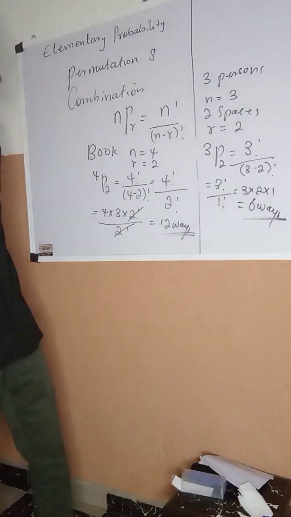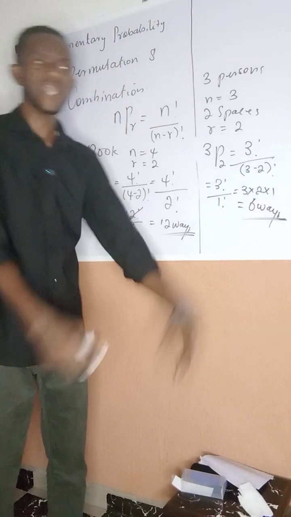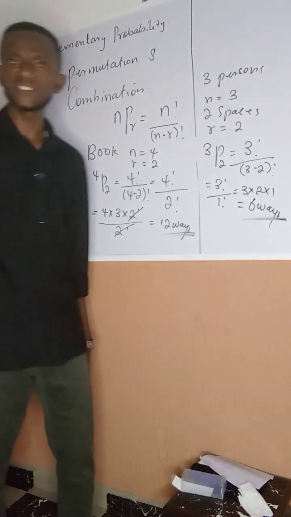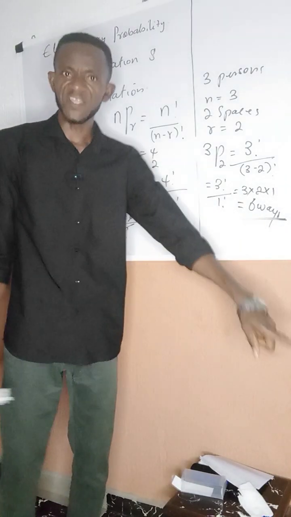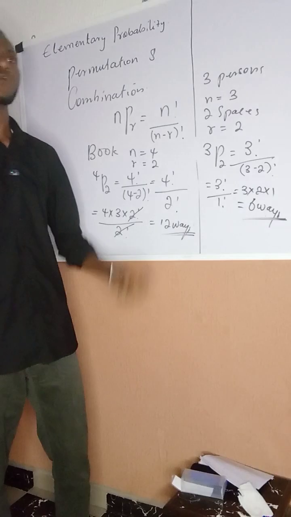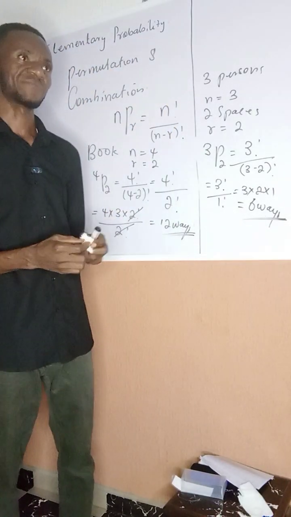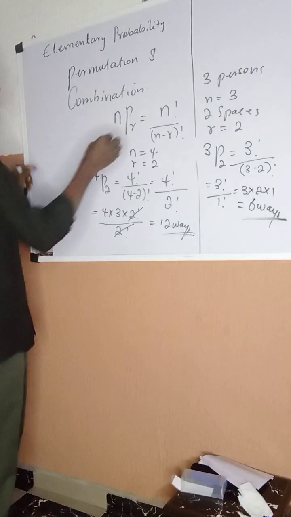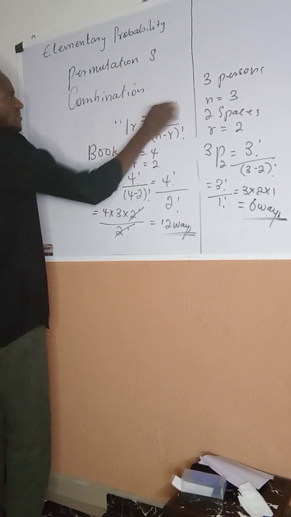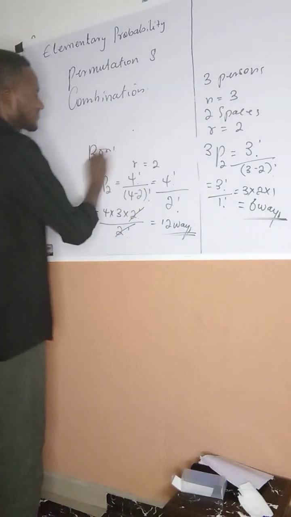Or somebody can equally ask you, in how many ways can we arrange 4 persons in a seat, given that we have 4 available spaces? We call it arrangement of 4 items, taking 4 at a time. And in that case, what I have here becomes, permit me to clean here.